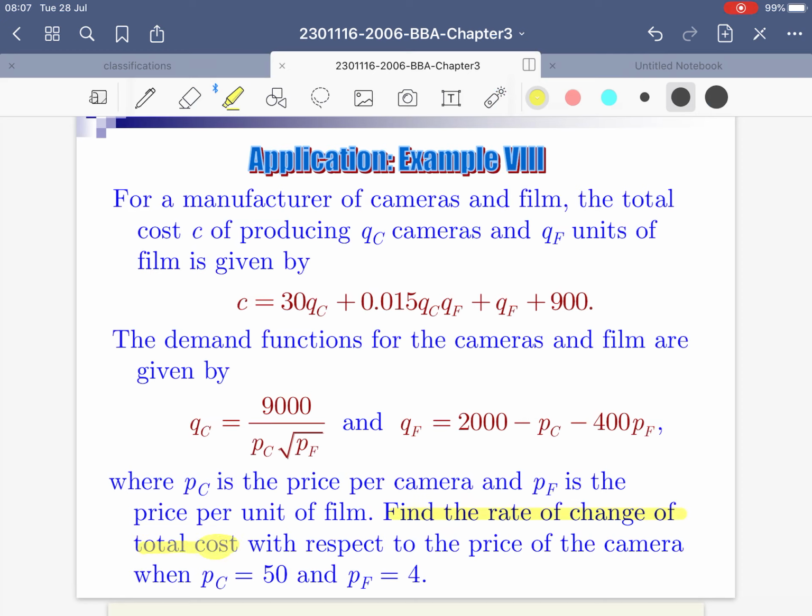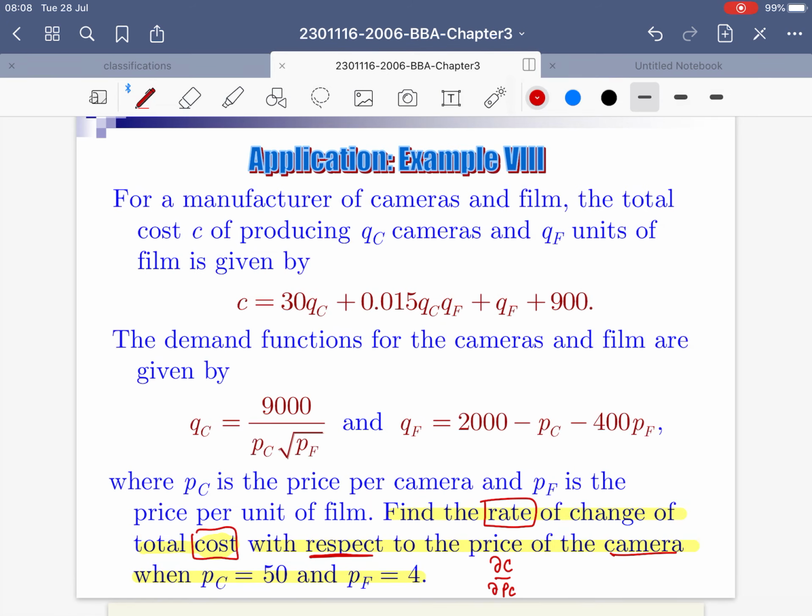What you need to find is the rate of change of the total cost with respect to the price of the camera when the price of the camera is 50 and the price of the film is 4. So what does this mean? The rate of change of the cost. It means that you are going to find dC, and it is pretty clear that it is with respect to the price of the camera. So what you need to find is dC by dPC.